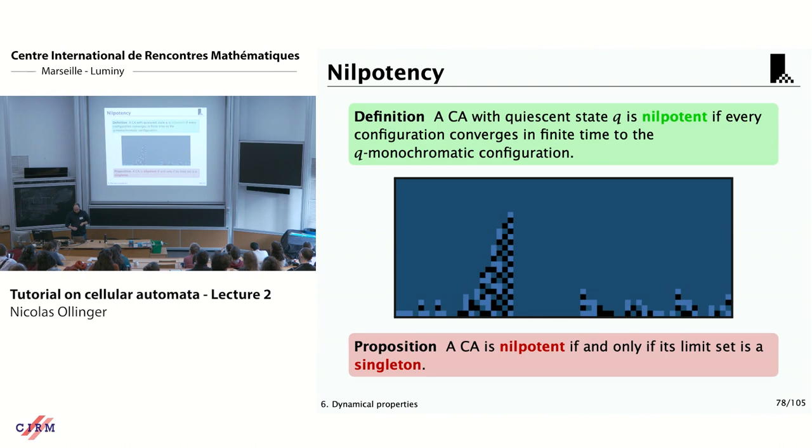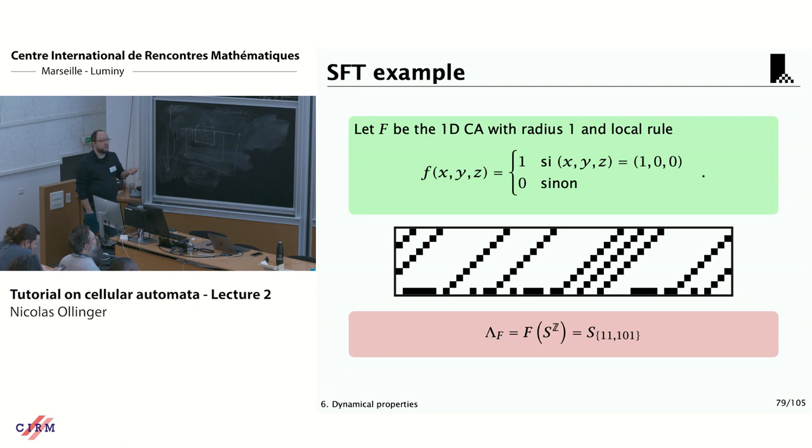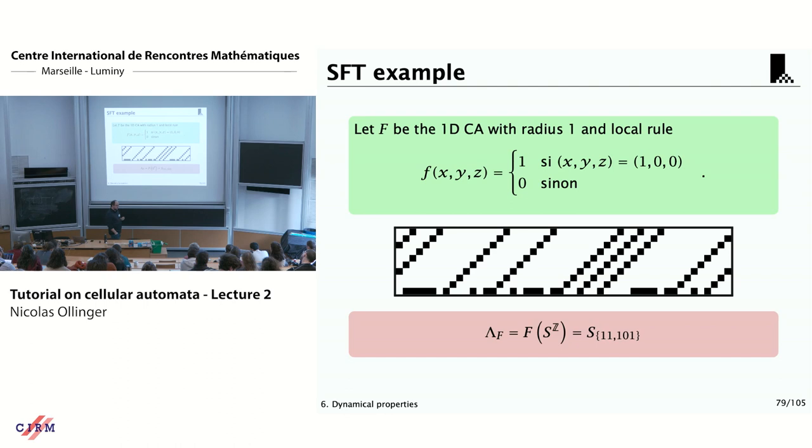Okay, that's nilpotent. Can we do something simple, but not monochromatic? We can construct cellular automata with a limit set which is an SFT. Here is an example in dimension 1. Let's imagine that you have zeros and ones, and what you do is that you enter state 1 only if you see 1, 0, 0 in your previous neighbors.